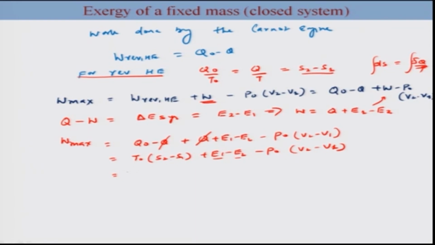So I can rewrite this expression in this form: U1 minus U2 plus P0 times (V1 minus V2) minus T0 times (S1 minus S2). Note that what I have done is swapped this particular variable and the negative sign is now converted to positive. So we have rewritten it in this way. Now, this particular expression is what we are going to write as the useful maximum work. This is nothing but your Exergy.